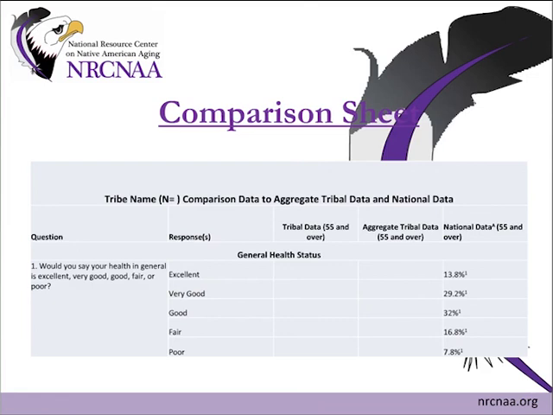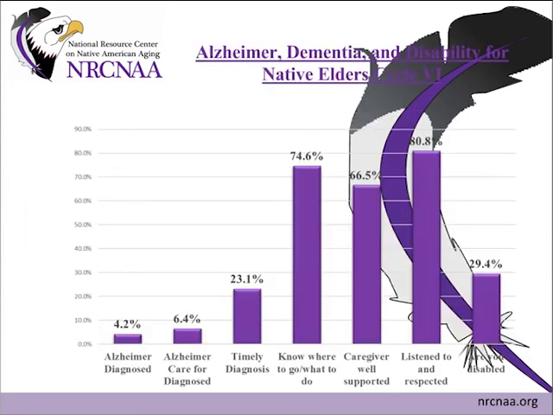So here, I just wanted to give you a little bit of an example. This is data from Cycle 6. I know it's kind of hard to read right there. It's the Alzheimer's, dementia, disability question section that we had on there. What I did was some simple frequency numbers and created this graph. Here we can see that 4.2% of our Native elders were diagnosed with Alzheimer's disease.